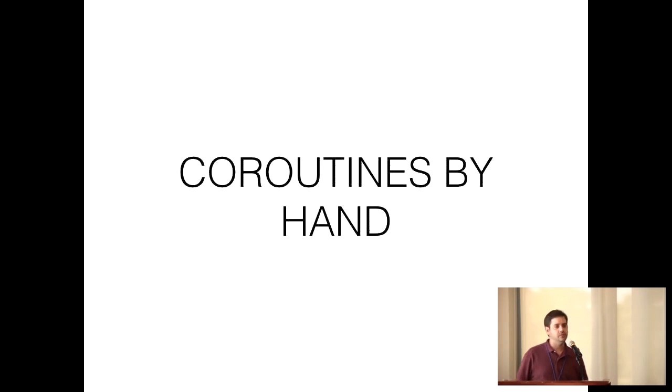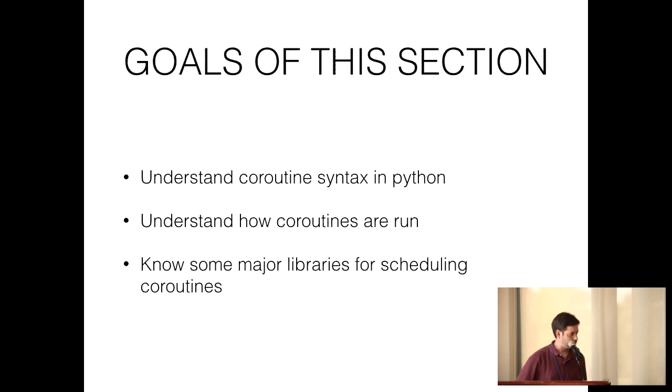Okay, any questions about concurrency in general, or about what we hope to achieve with a coroutine? That is, a coroutine is like a function, like a subroutine, except instead of just calling it and it runs and then returns, you call it, it will return control when it's waiting, and you can go back to it later. Okay. So for this section, we want to understand the coroutine syntax in Python, understand how they're run, and see what libraries are available for scheduling coroutines.